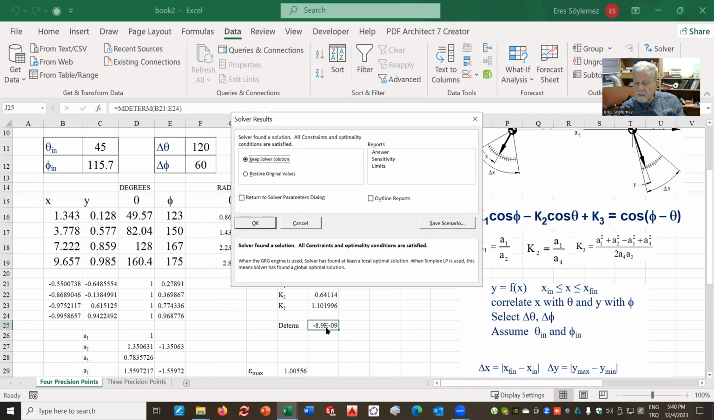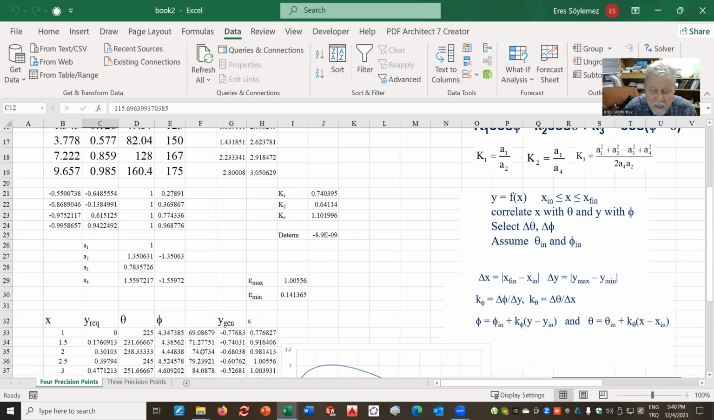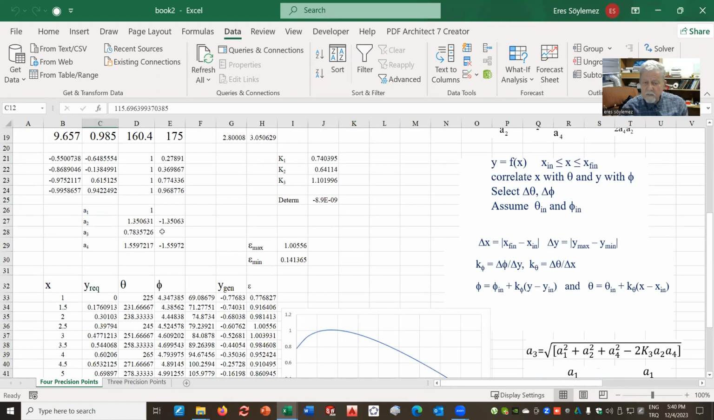Voila, 10 to the minus 9, which as far as I'm concerned, is 0. Correct. This is the solution. Now, all these 4 equations are satisfied with phi initial equals 115.7 degrees. Let me repeat, there are more digits involved, but I don't care. Now, notice what happens. The link lengths are all positive. I have to change all my analysis.